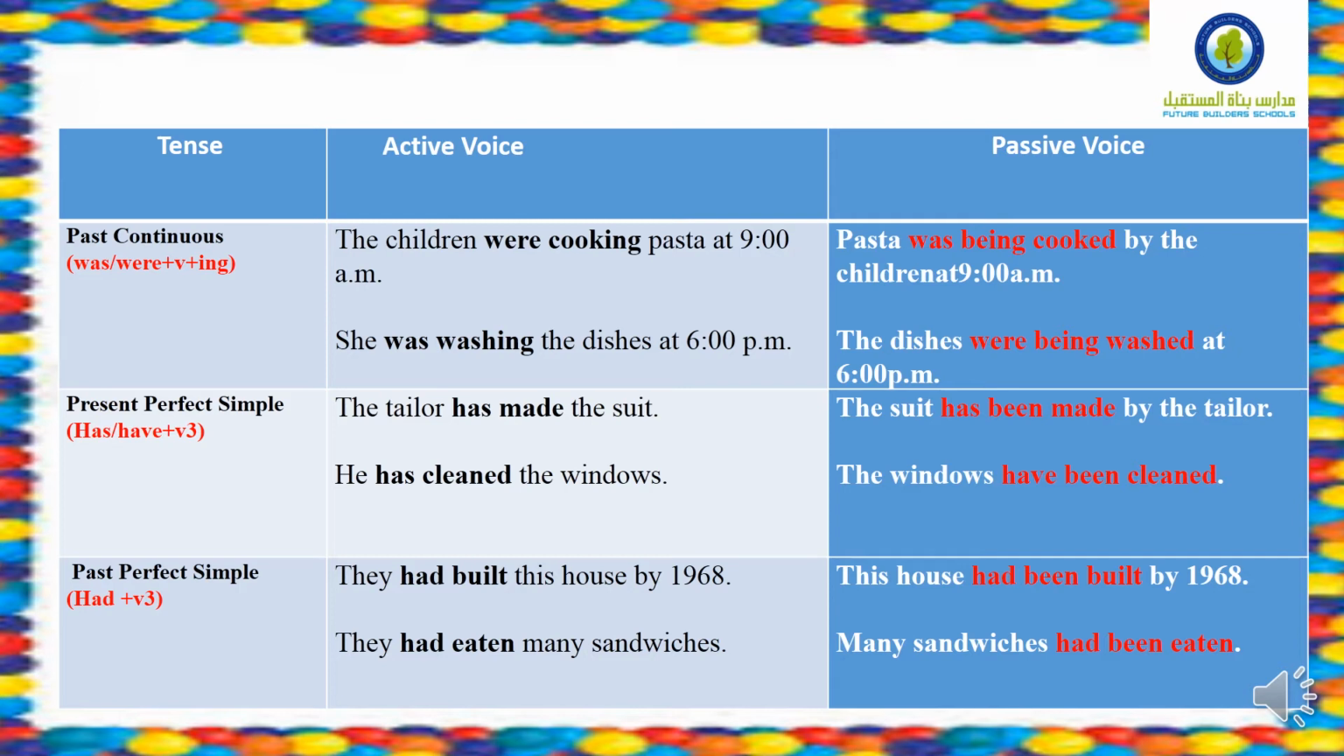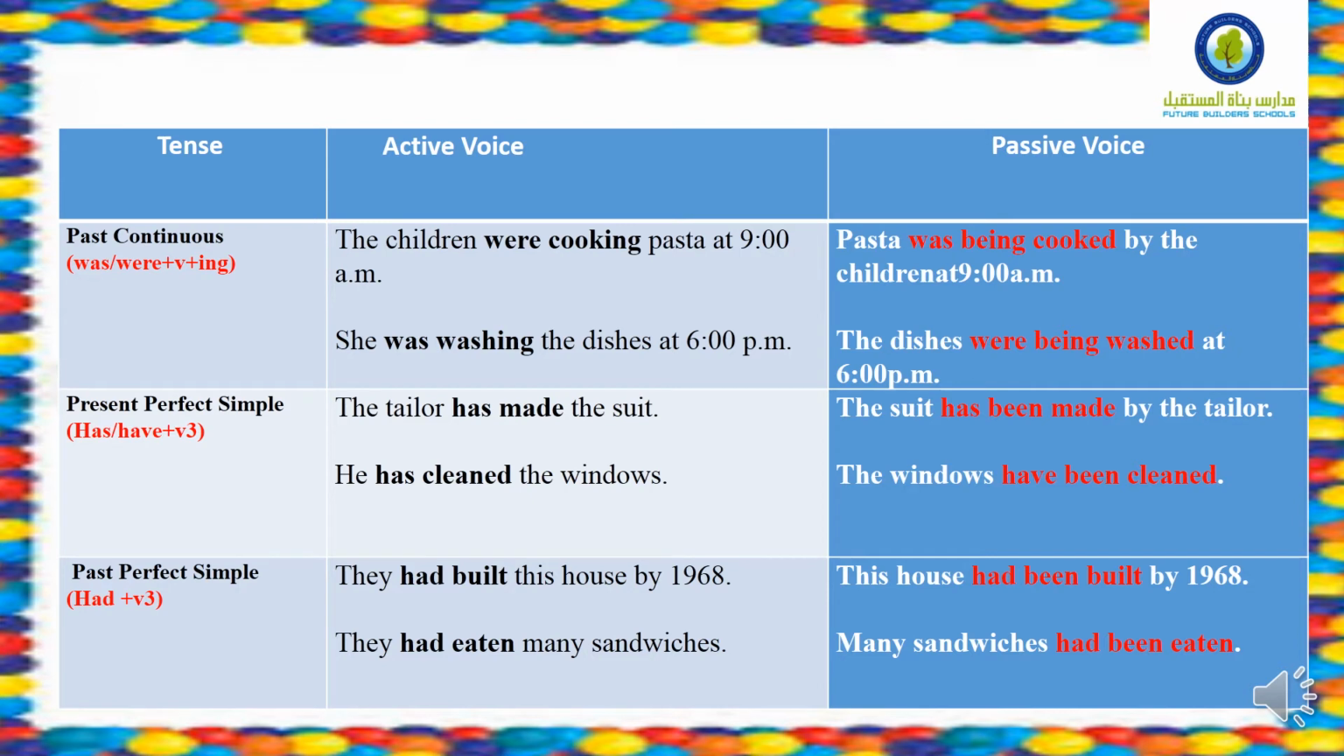Now this is for present perfect. What about the past perfect, which takes had? We have had plus verb 3, like: They had built this house by 1968. They had eaten many sandwiches.